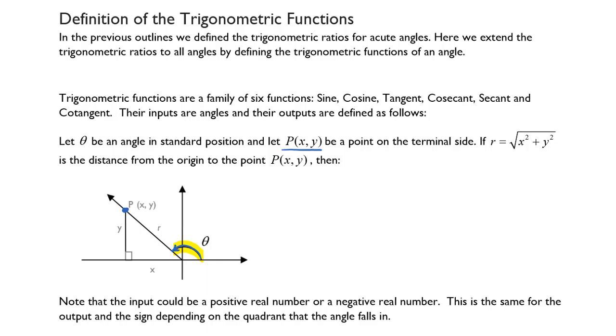Let theta be this angle, and let r equal the square root of x squared plus y squared. This is just finding the hypotenuse. Then this is the distance from the origin to the point P, where we have a coordinate for x and a coordinate for y. And it makes sense that this graph exists where x would be a negative number and y would be a positive number.